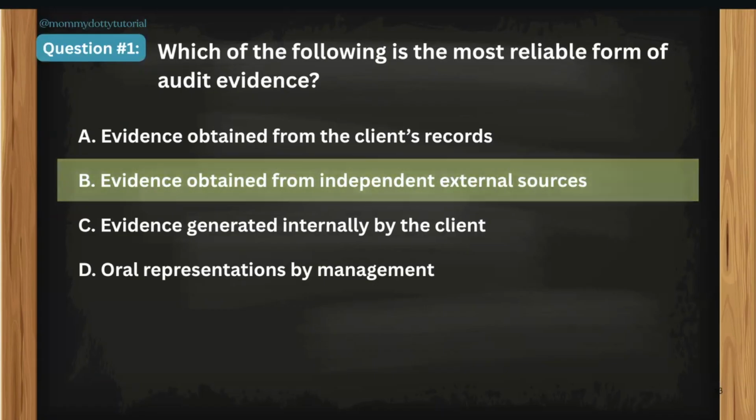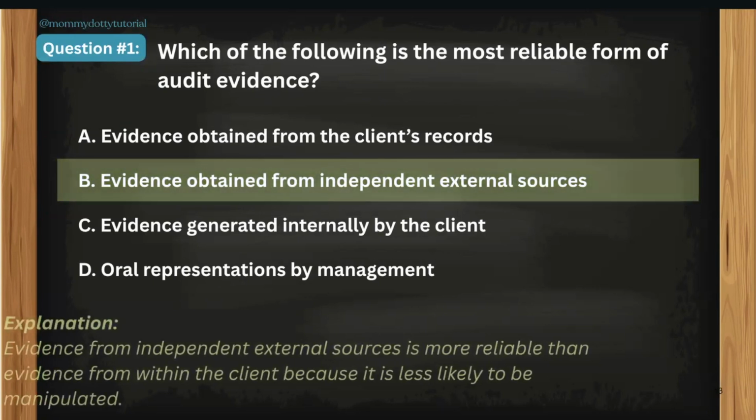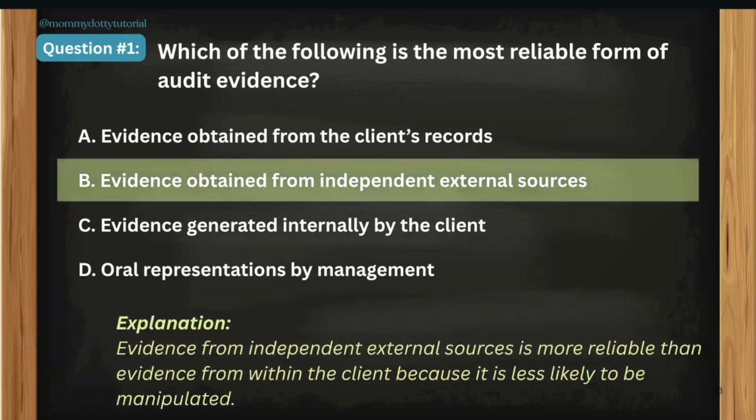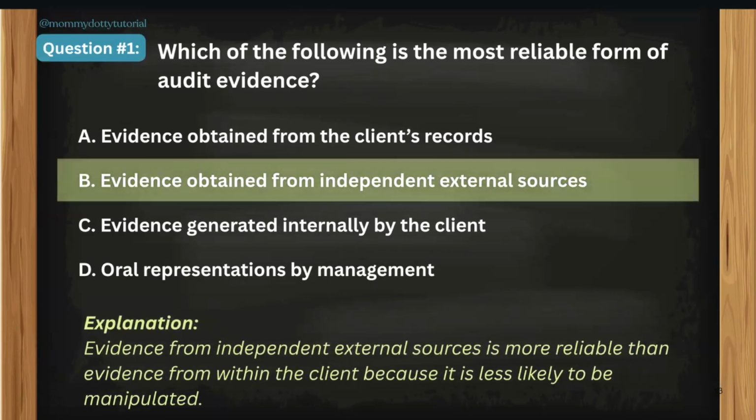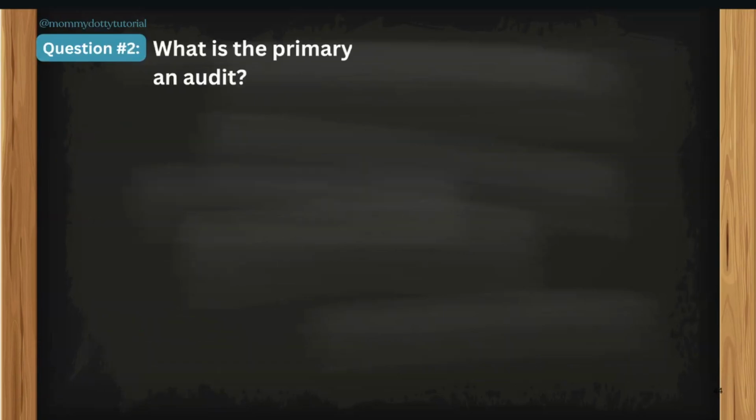Okay. The correct answer is letter B, evidence obtained from independent external sources. Evidence from independent external sources is more reliable than evidence from within the client because it is less likely to be manipulated. All right, let's go to question number 2.